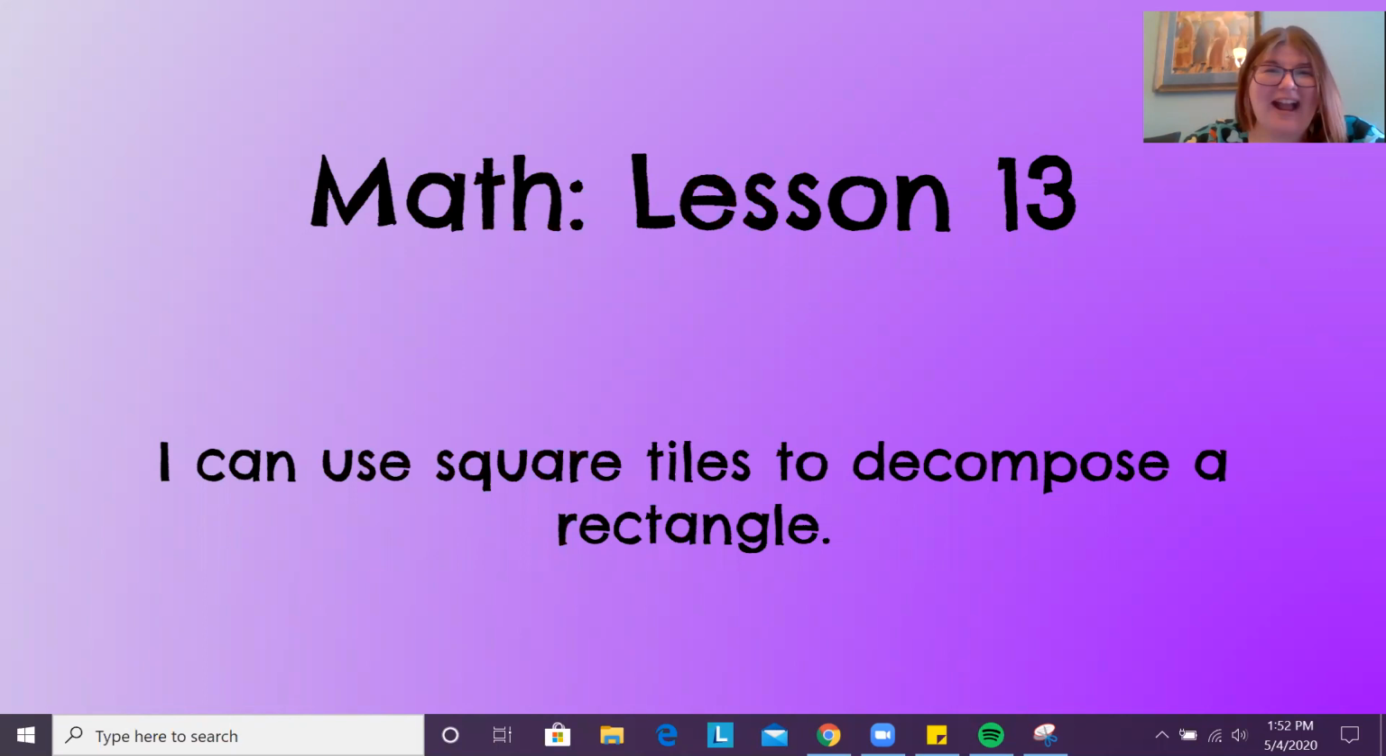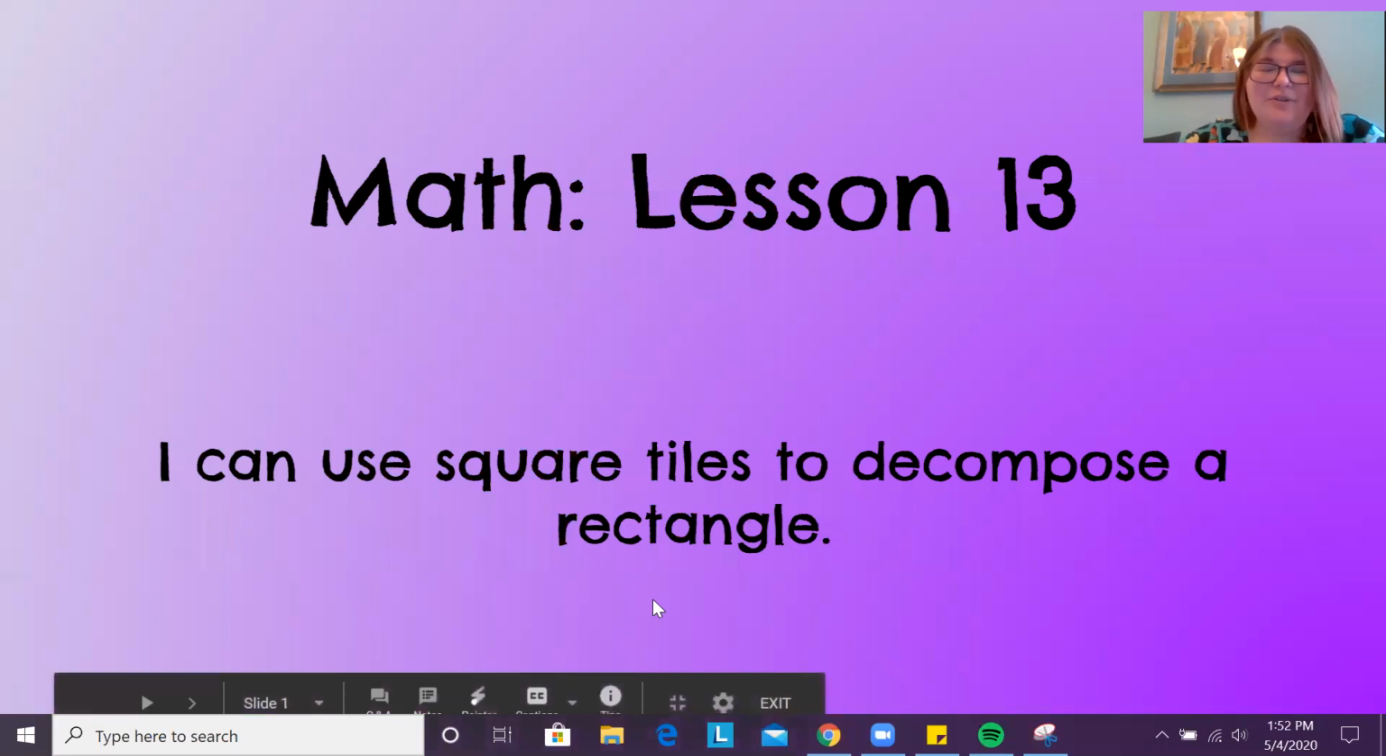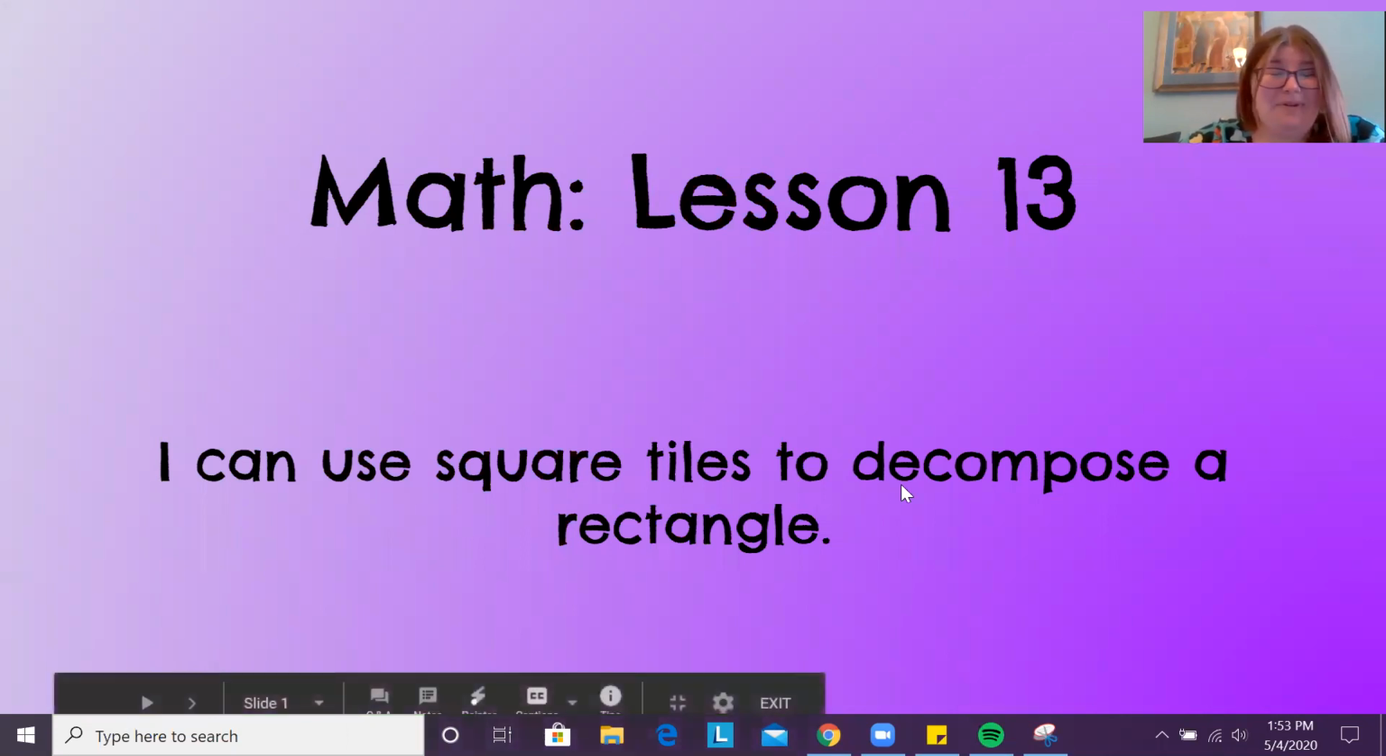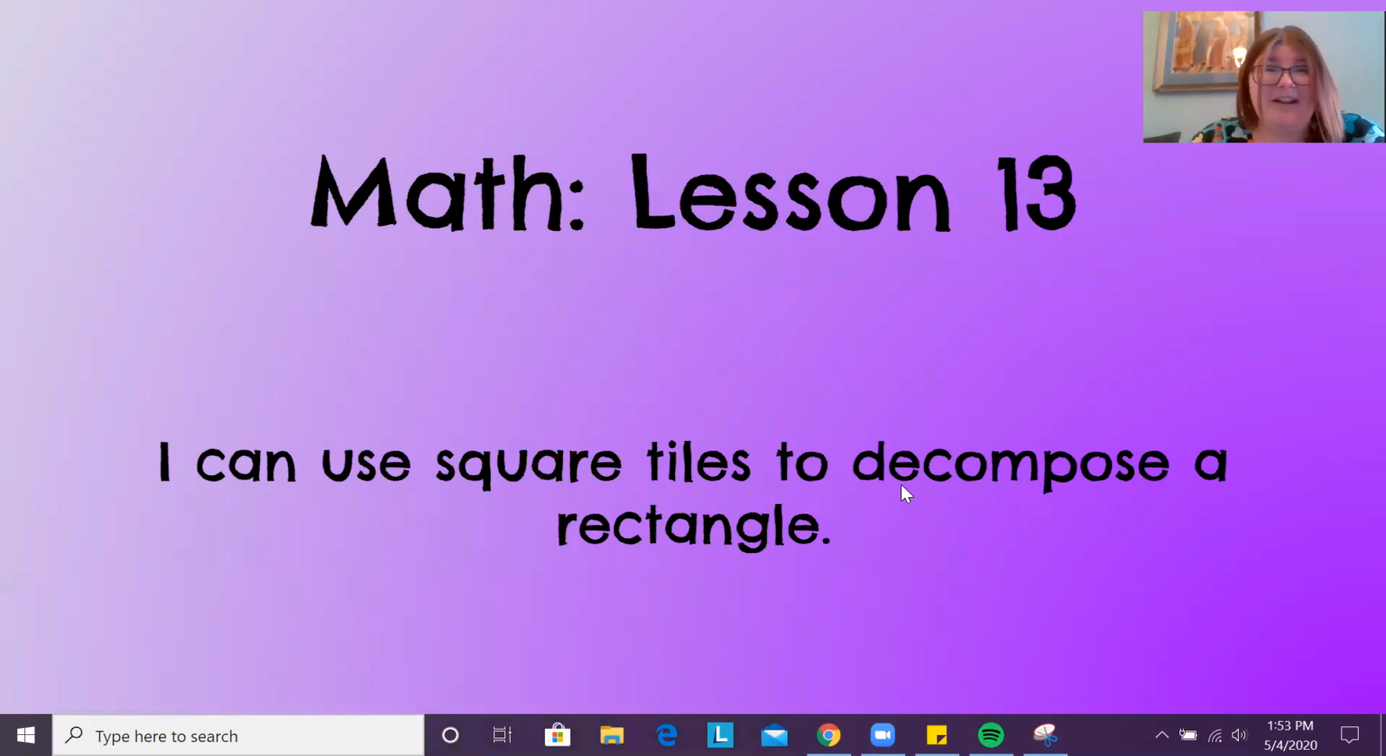Let's go ahead and read our I can statement. I can use square tiles to decompose a rectangle. Ooh, decompose is a big word, and if you remember all the way back from our foundations lesson, that D prefix means to take apart. So I can use square tiles to decompose, or take apart, a rectangle.